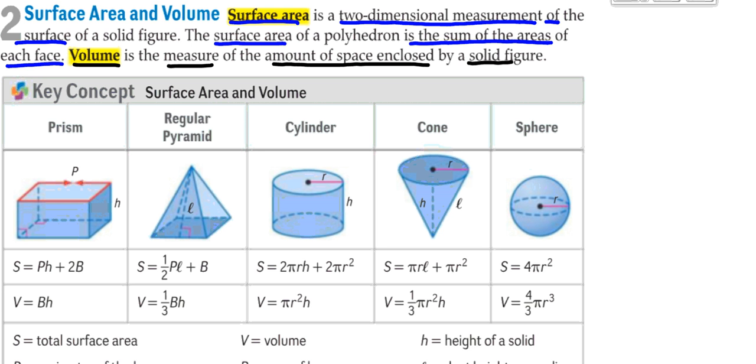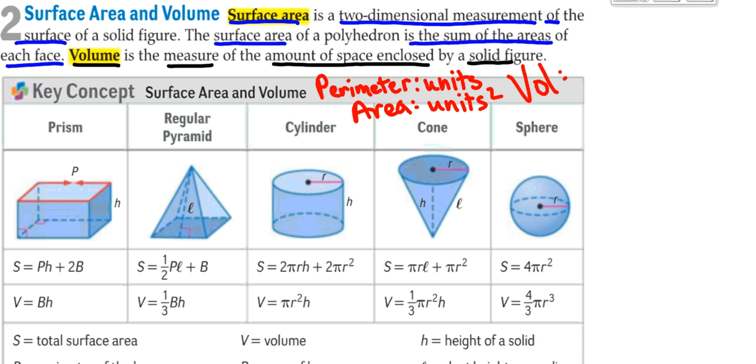Someplace on here where you can find a little spot, or if you have it glued in and you want to write this nearby, that's fine. I'll try to write it on here. Just a reminder that perimeter is in units, area is in units squared, and volume is in units to the third, or units cubed.